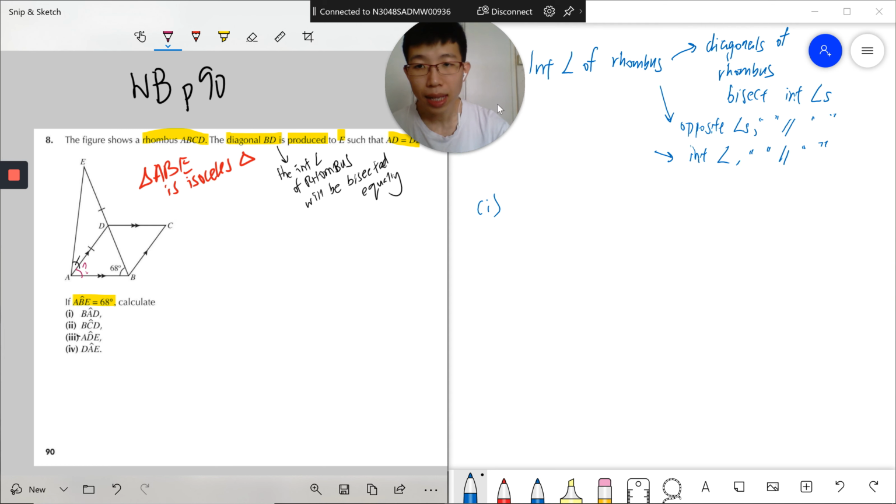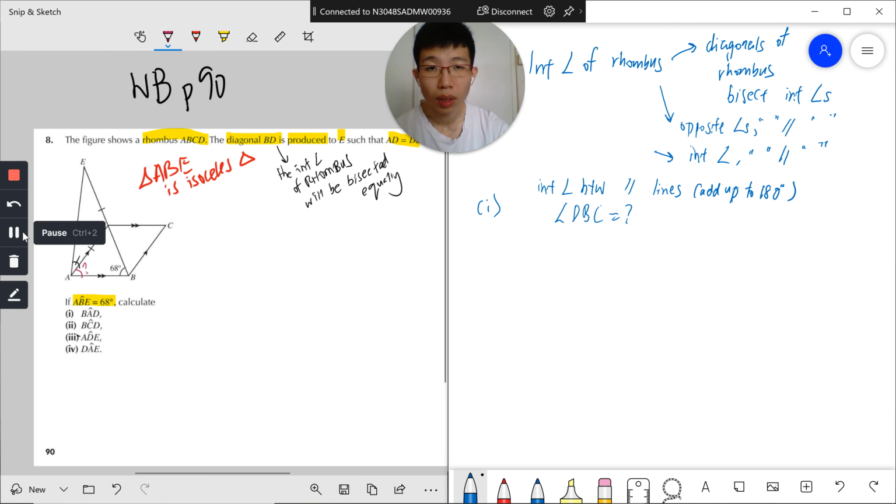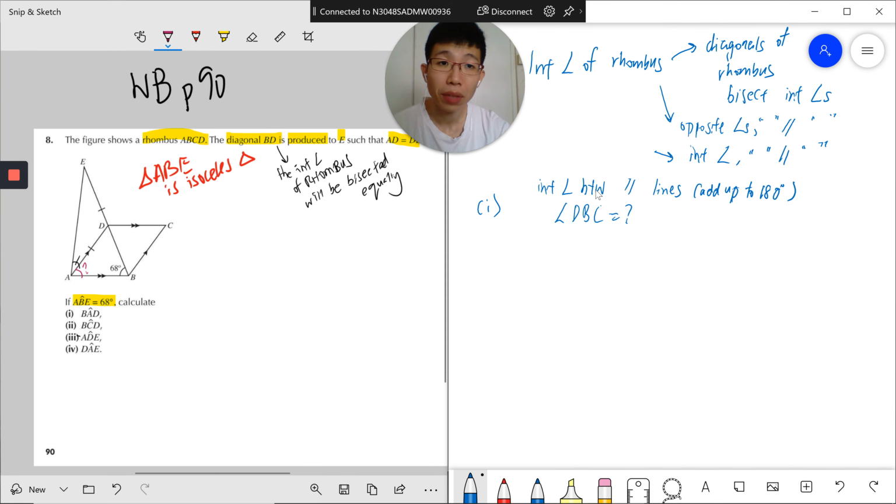In this case, we need to find angle DBC first. Let me write it down. Before I can use this property, I need to first find out what angle DBC is. Like I mentioned previously, the interior angle of a rhombus will be bisected equally by the diagonal. So angle DBC will be equal to 68 degrees too, because when they are cut equally, when one side is 68, the other side must also be 68.